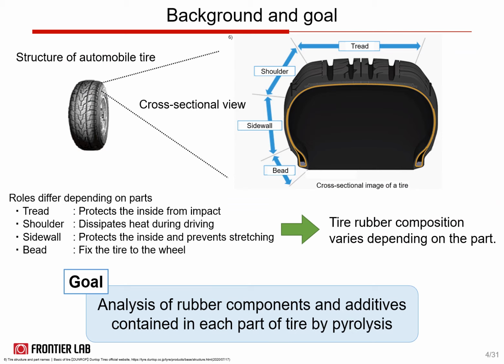Next, I will explain the structure of a tire. At first glance, a tire looks like a single piece, but a cross-sectional view shows that it is made up of four parts: the tread, shoulder, sidewall, and bead. Each of these has different roles. For example, the tread protects the inside from impact. The shoulder dissipates heat during driving, and so on.